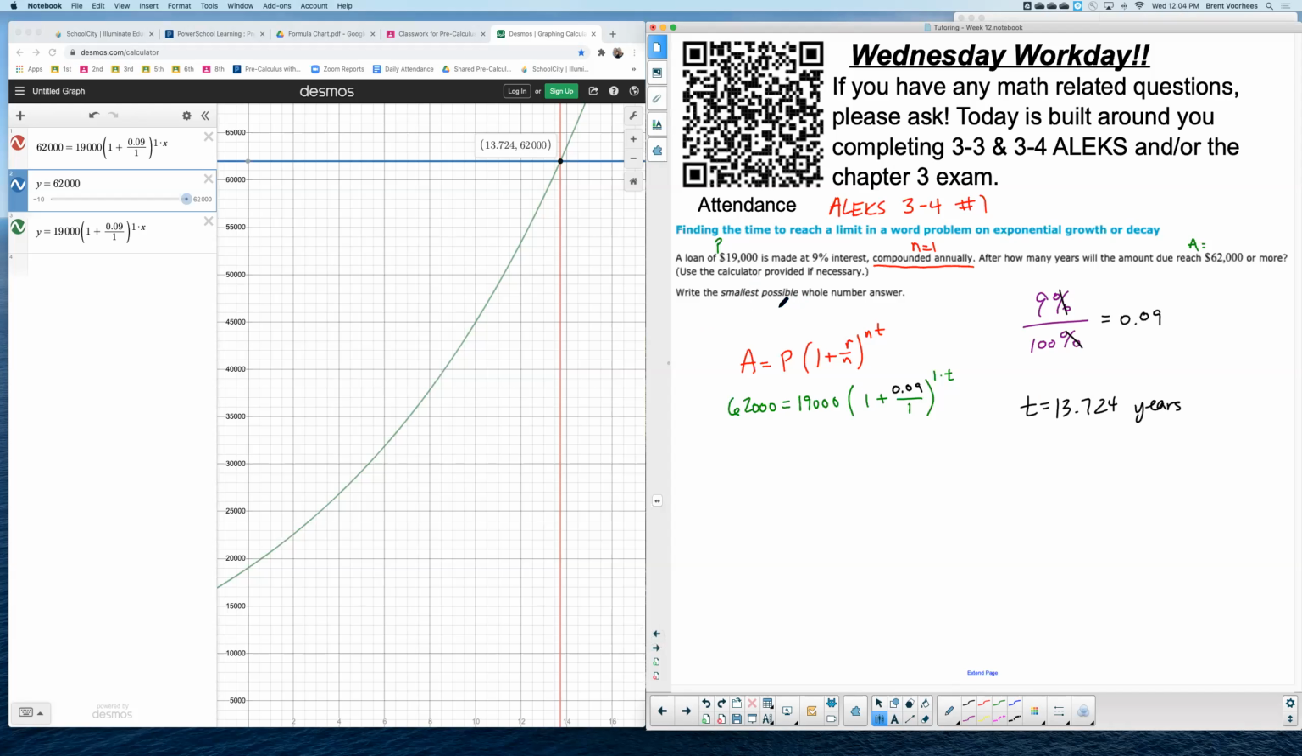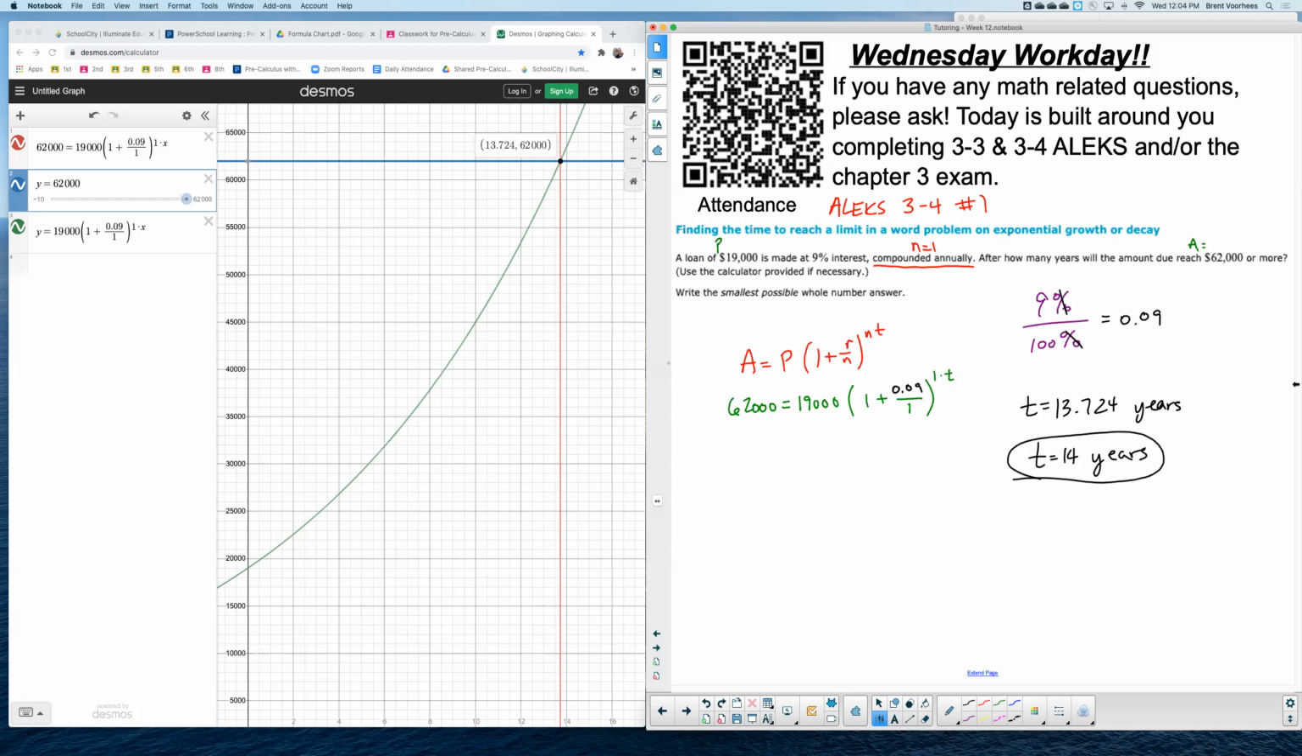Now let's look at what it says here. Write the smallest possible whole number answer. We need to reach $62,000 or be more than that. At 13 years, it's not there yet. It's going to take 13 and some change to get to 62,000, but it wants a whole number. So I'm going to change this to t being 14 years. That's the smallest whole number answer. That'll give me at least 62,000, and 14 years actually gets me a little bit more, because it'd be higher over here. So 14 is going to be the answer.